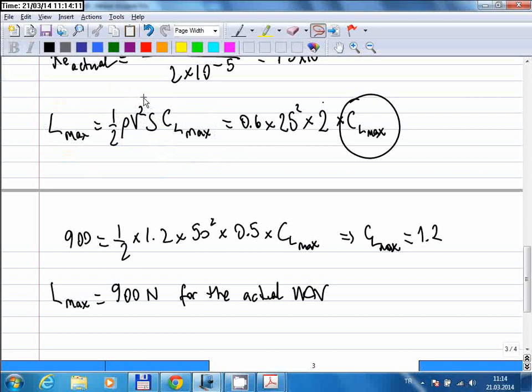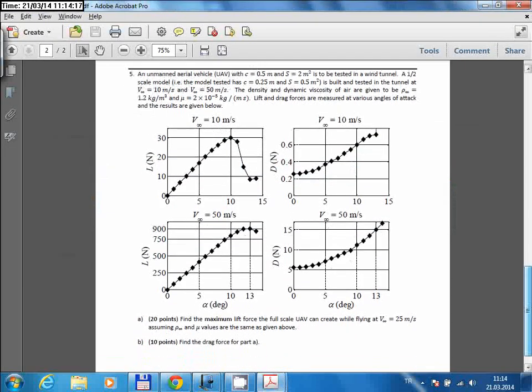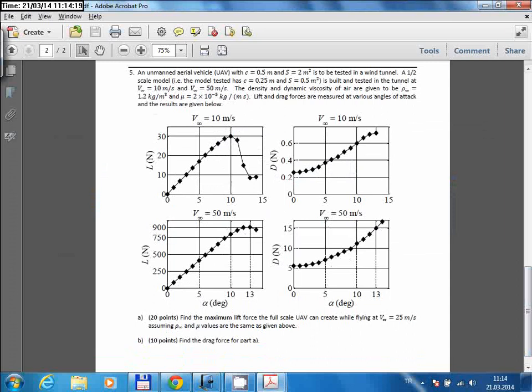So, because we are asked to find the lift force, we should use the lift data. Right?